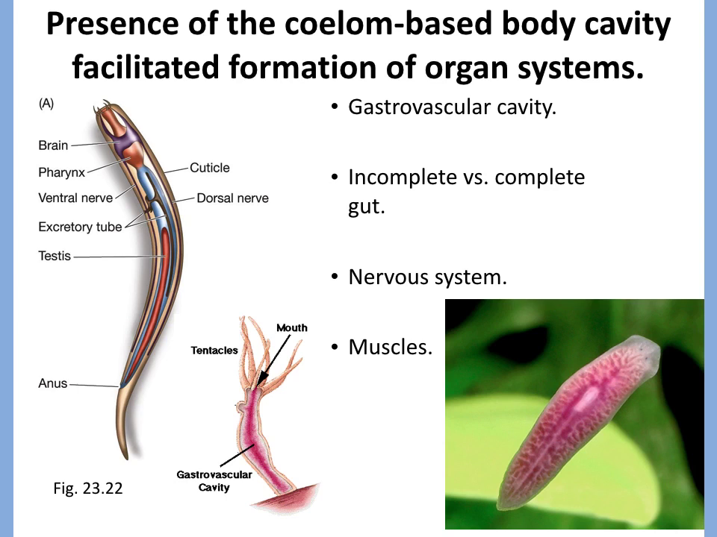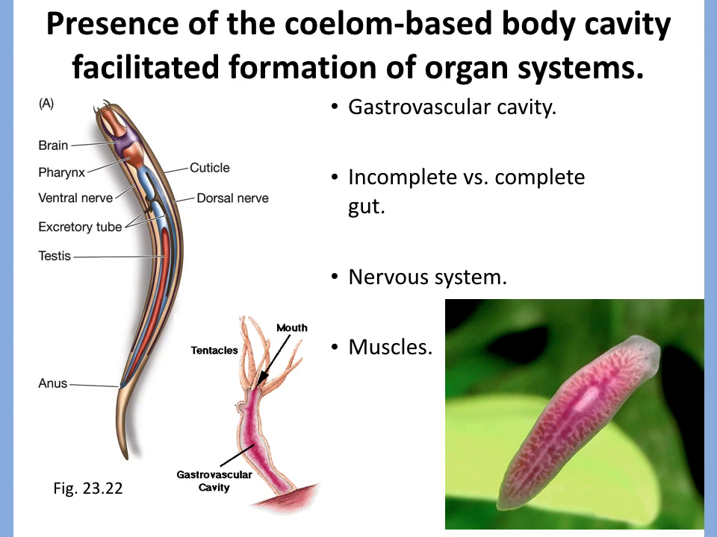In organisms that do not have two openings to their digestive system, we call those animals with an incomplete gut. So if it has a single opening, it's called an incomplete gut, whereas if it has an opening of a mouth and an anus and where food travels in a single direction, we call that a complete gut.